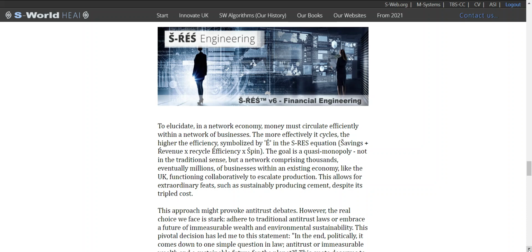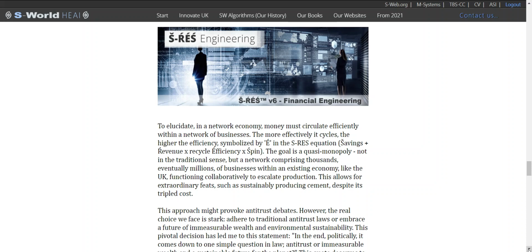In a network economy, money must circulate efficiently within a network of businesses. The more efficiently it cycles, the higher the efficiency, symbolized by E, in the S-Res equation: savings plus revenue times recycle efficiency times spin.